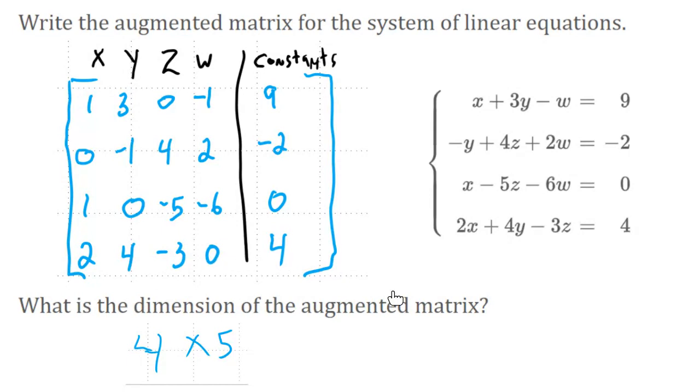So what are the dimensions of this augmented matrix? We have 4 rows, 1, 2, 3, 4, and the number of columns, 1, 2, 3, 4, 5. So the size of this matrix, or the dimensions of this matrix, is a 4 by 5 matrix.